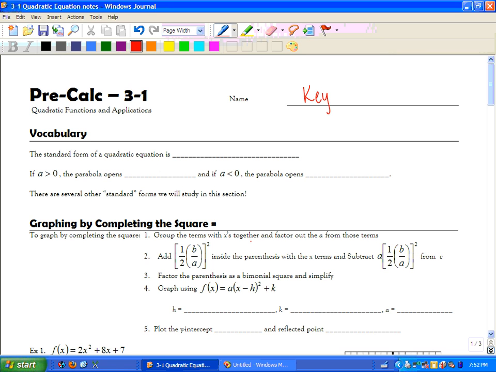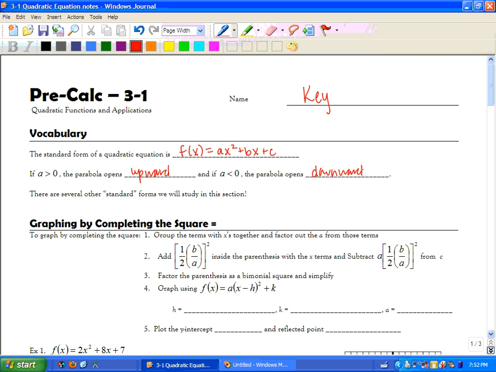Today in section 3.1, we're going to talk about quadratic functions and their applications. So far you should know at least one standard form of a quadratic equation, and that would be f of x or y equals ax squared plus bx plus c. And so if a is greater than 0, the parabola opens upward, and if a is less than 0, the parabola opens downward.